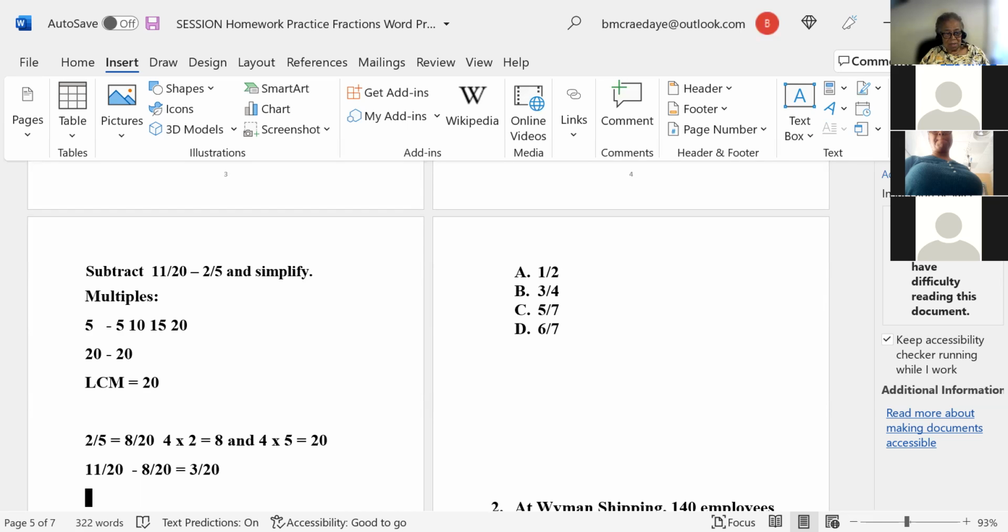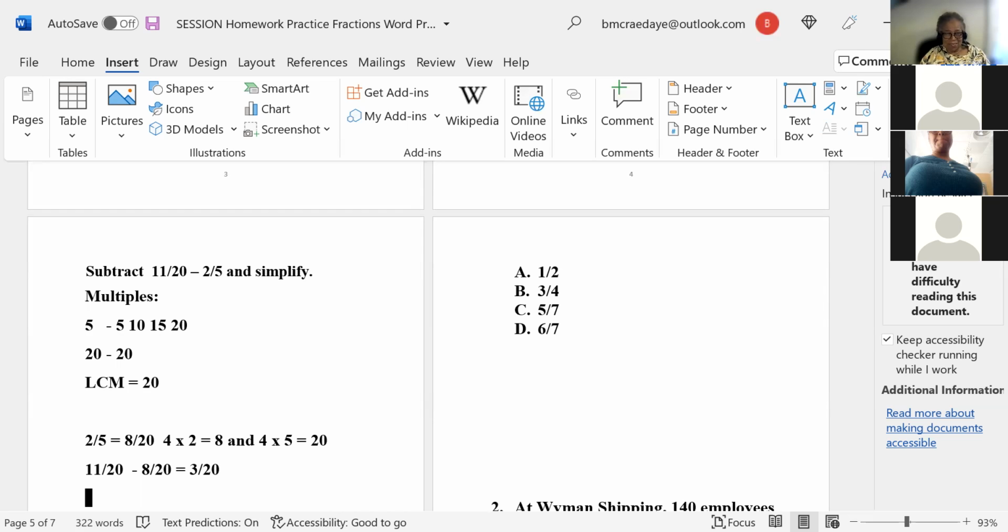5 and 4, and some others, right? They don't have any factors in common other than 1. So when the numerator and denominator have only 1 as a factor in common, then it's simplified.